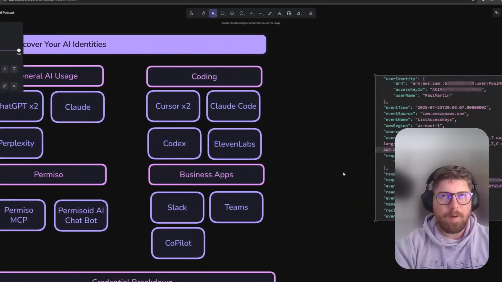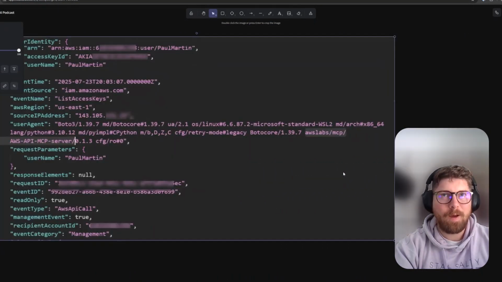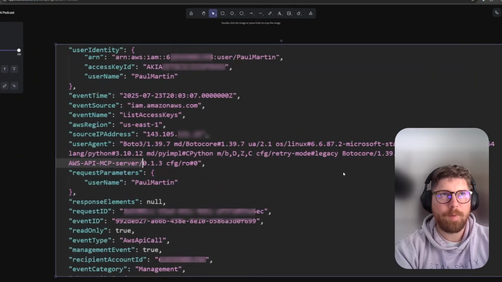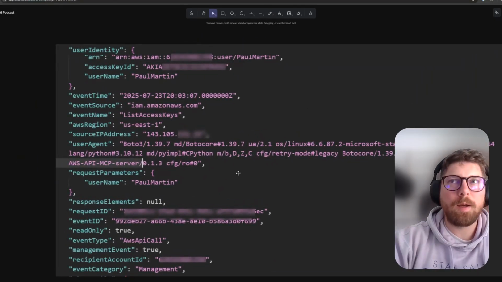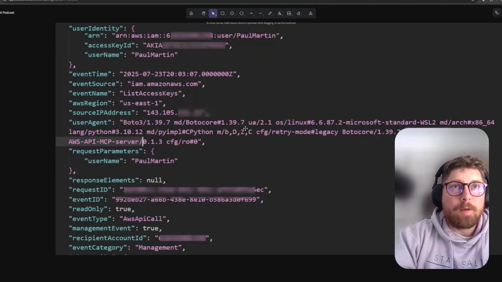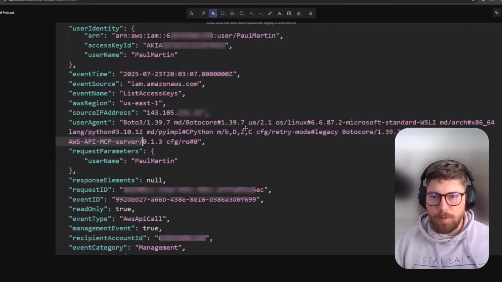All right. Let's actually give you an example of how you could go find some AWS MCP usage. Making sure I blurred out all the appropriate things there. Awesome. So if you're not aware, AWS has their own MCP server.